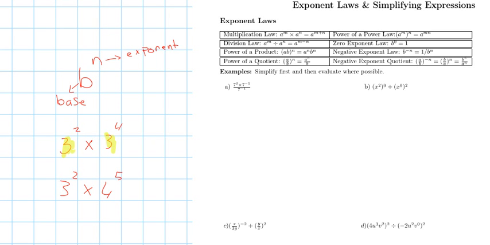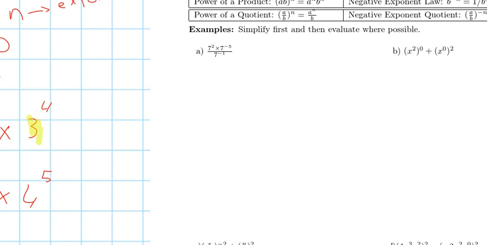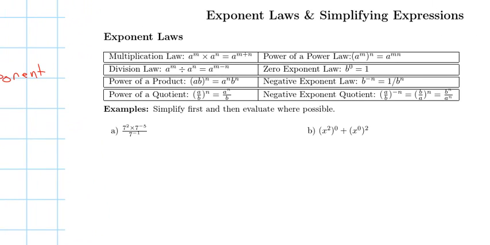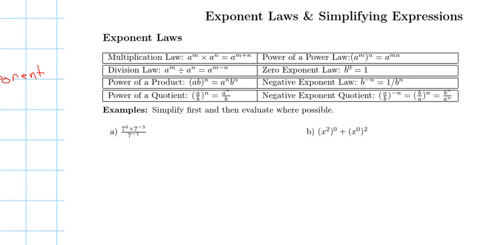So here are the different laws that we have. We have the multiplication law, division law, power of a product, power of a quotient, and the power of a power, zero, negative, and negative exponent quotient. I'm going to talk about all of these, and then we're going to look at some examples. When I'm multiplying two bases with the same base and different exponents, I can leave the base and add the exponents. So let's look at something that looks like this.